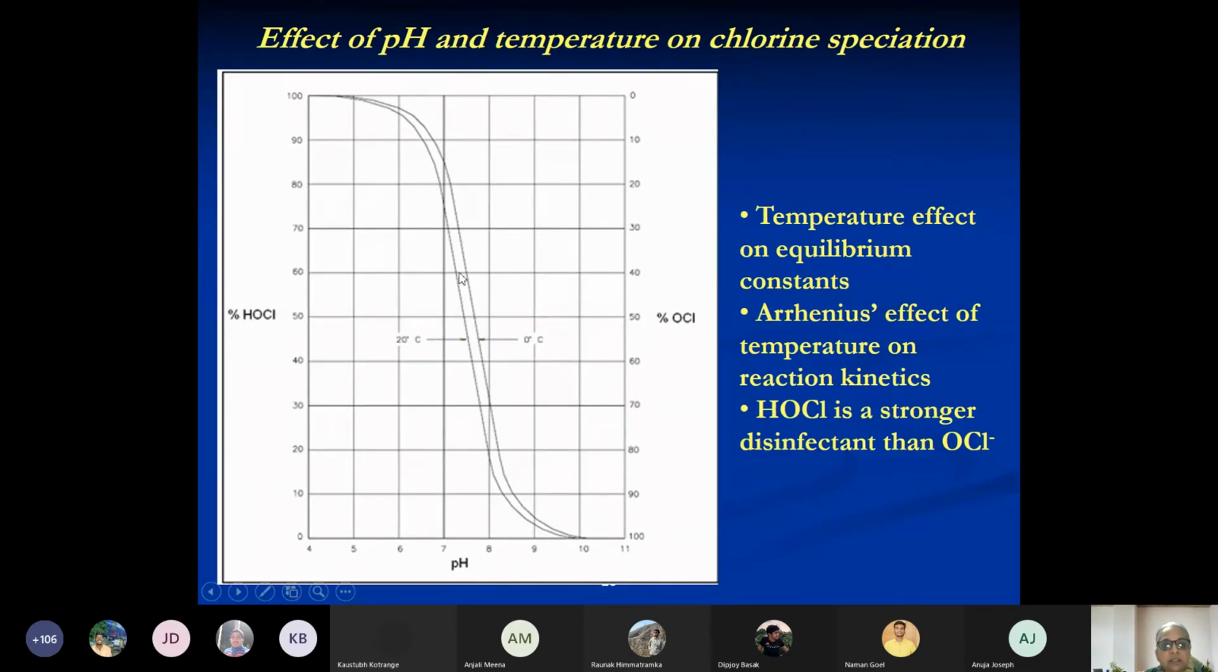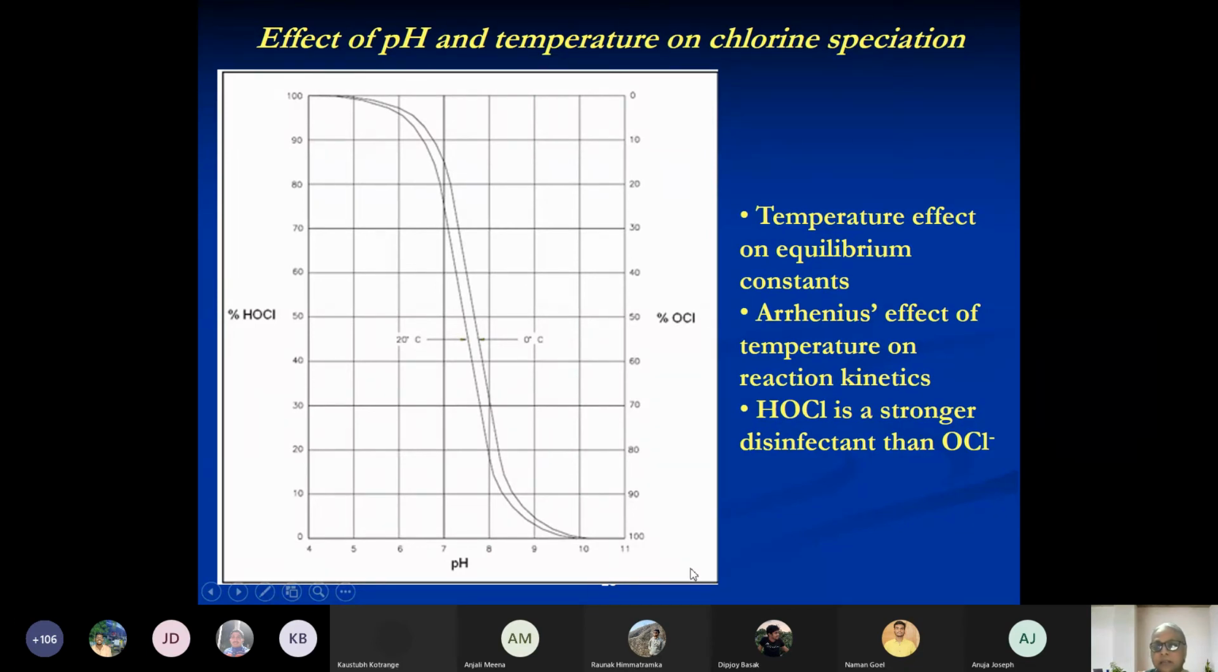So at 20 degrees centigrade, 80% of the chlorine applied is going to be in the form of HOCl. If the pH is 6, it goes up to more than 95%. Same thing on the other side. If the pH is 8, OCl- dominates. If the pH is 9, again more of OCl- will be formed.